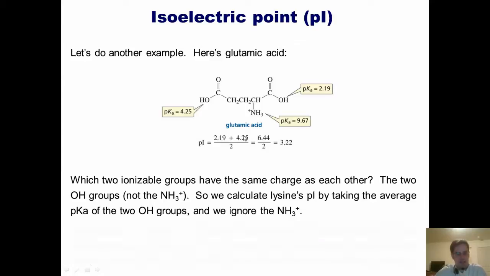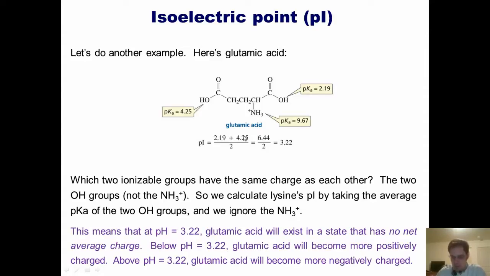So that means that at pH 3.22, glutamic acid in solution will exist in a state that has no net average charge. Below pH 3.22, glutamic acid will become more and more positively charged. And above pH 3.22, glutamic acid will become more and more negatively charged. Are you ready for some examples? Good.